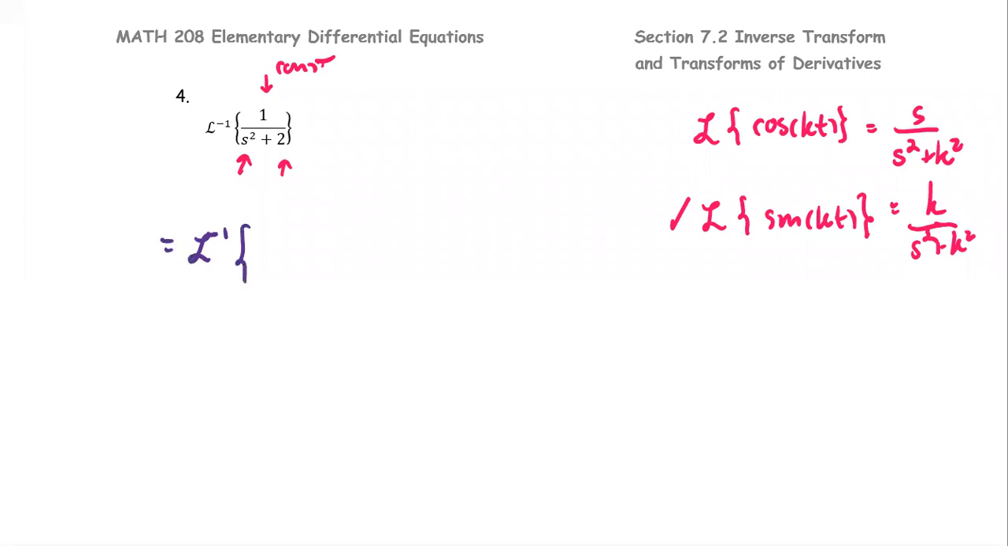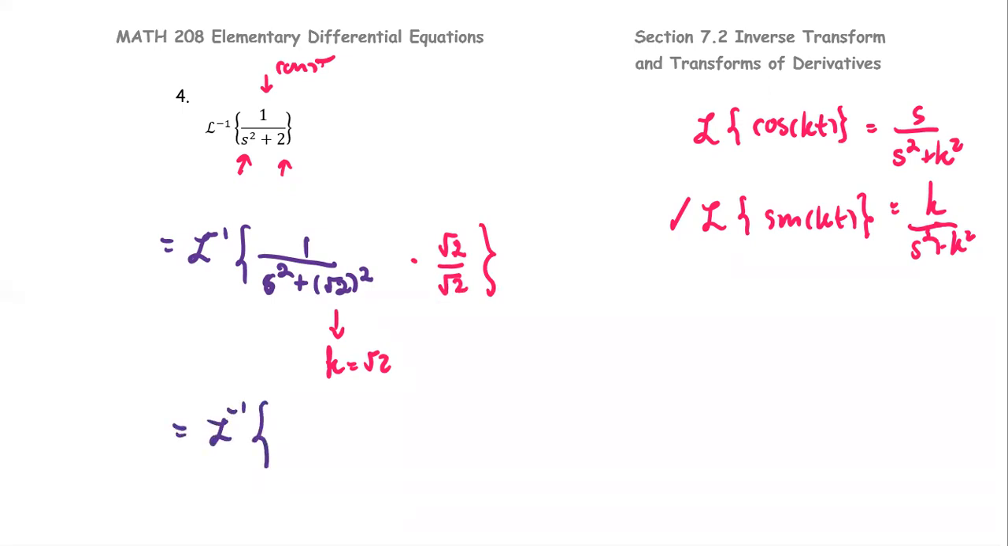Rewrite the denominator as s squared plus the number squared. The 2 is the same as square root 2 squared. This way, we can identify k as square root 2. Then, as k equals square root 2, we're going to need to make the numerator square root 2. So then multiply the top and bottom by square root 2. The inverse Laplace transform will be adjusted to be 1 over square root 2 multiplied by square root 2 over s squared plus square root 2 squared.